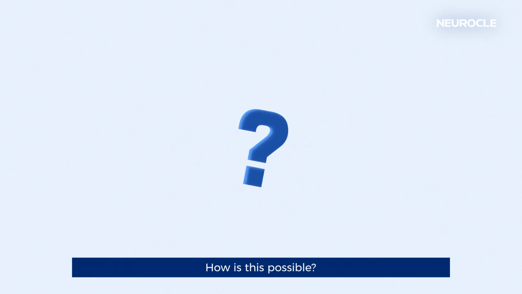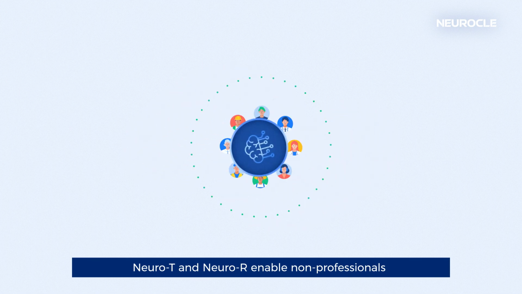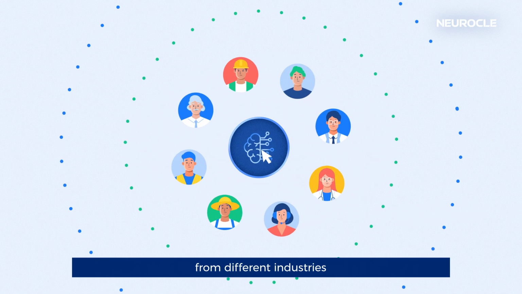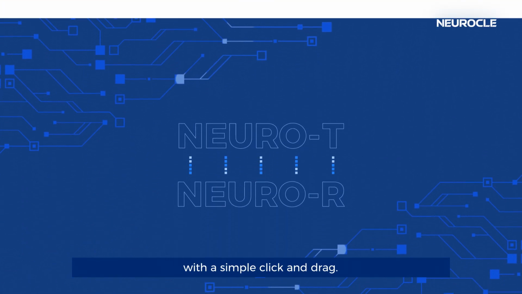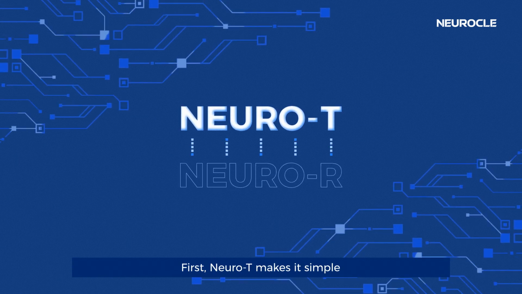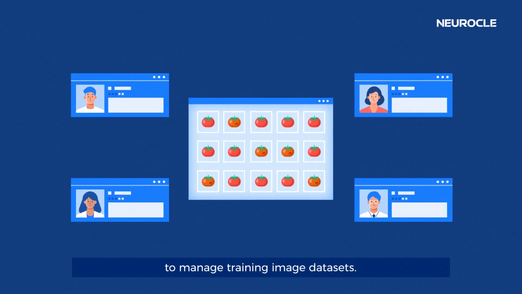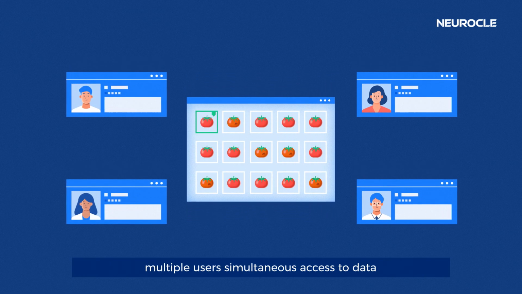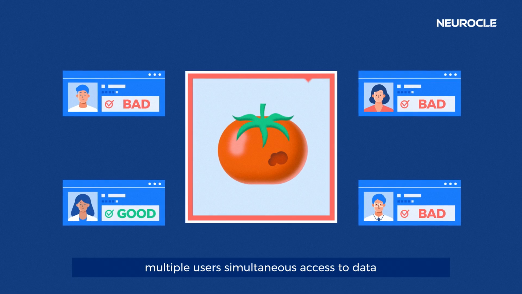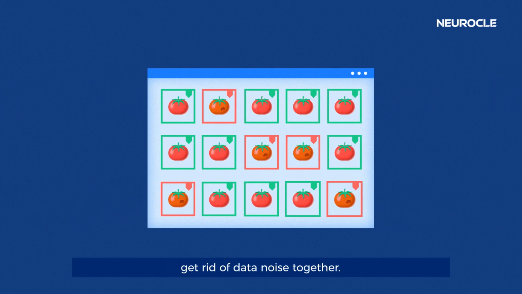How is this possible? Neuro-T and Neuro-R enable non-professionals from different industries to manage, train, evaluate, and report data with a simple click and drag. First, Neuro-T makes it simple to manage training image datasets. The client-server-based data management system gives multiple users simultaneous access to data and enables users to systematically get rid of data noise together.